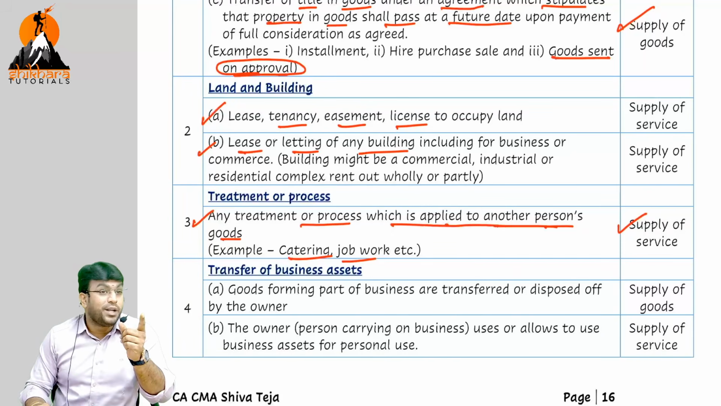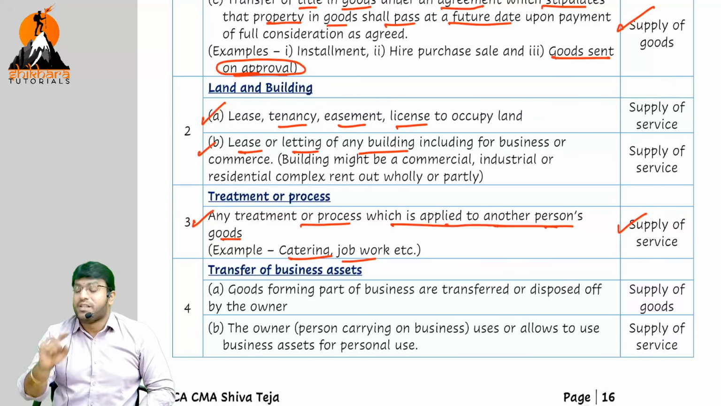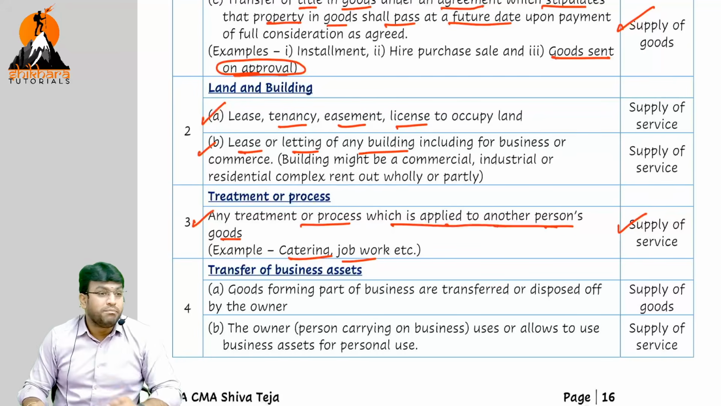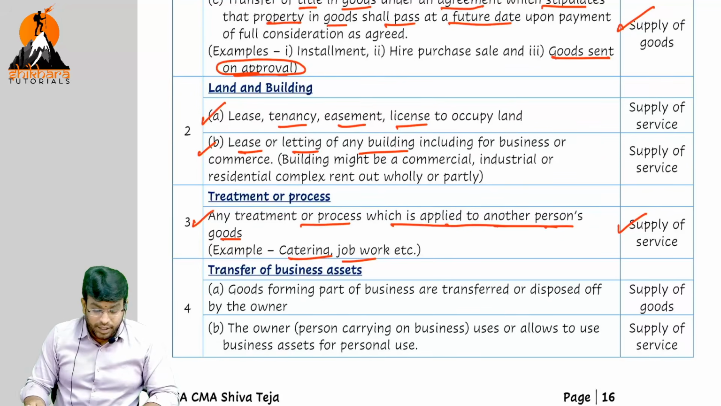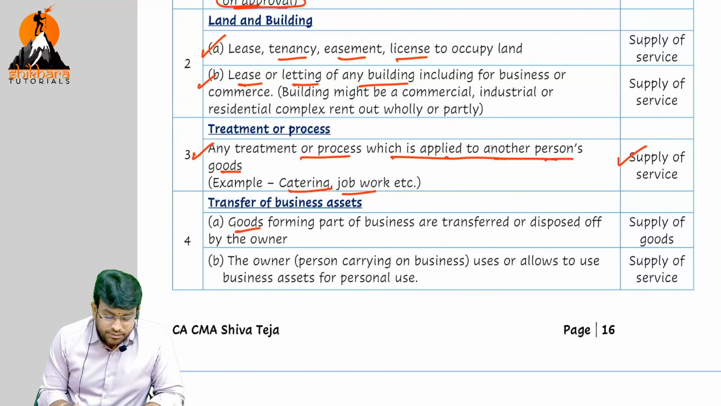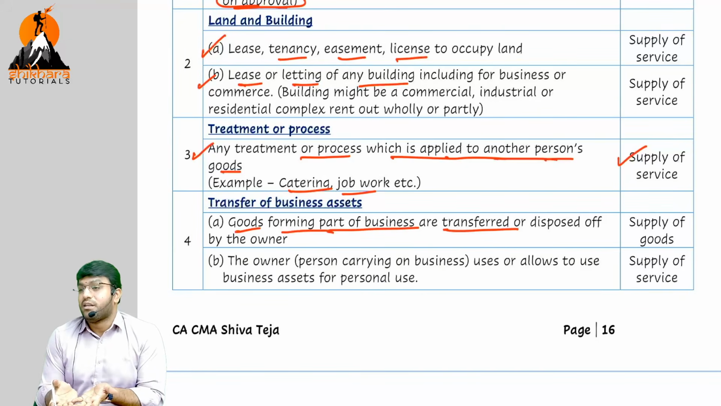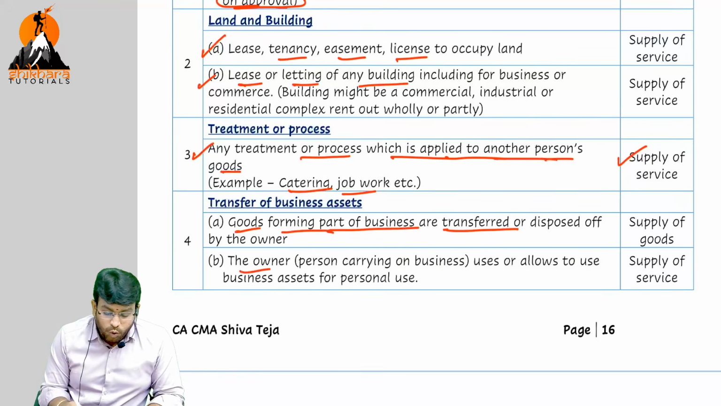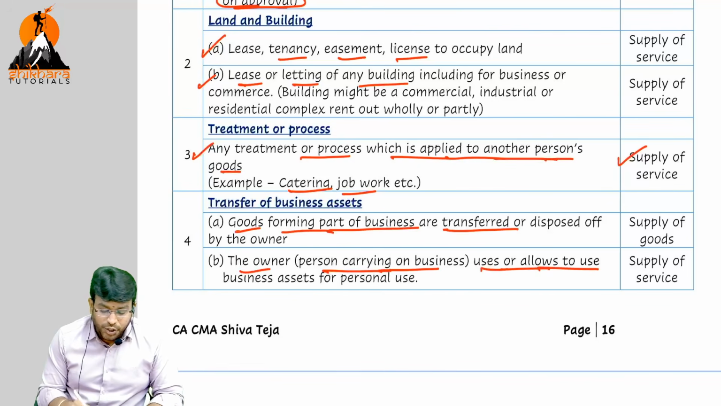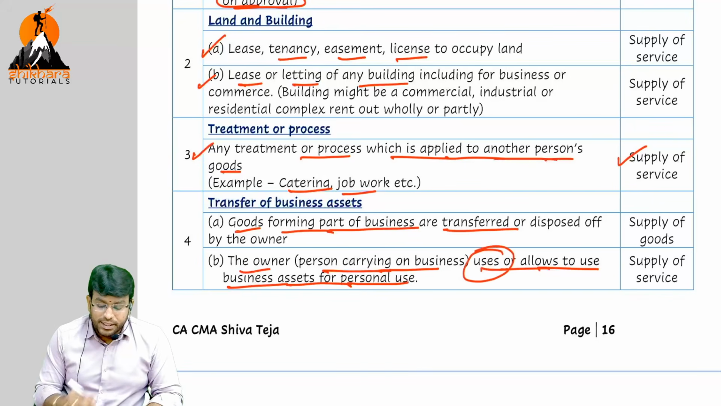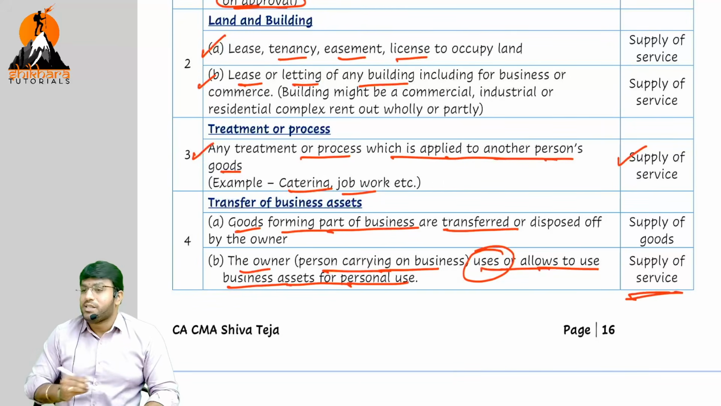This job work is very important. It will come again in the input tax credit chapter, and we have one separate chapter for job work in your material. Very soon it will come. Next, goods forming part of business are transferred. Here only the answer is there. The owner carrying on business uses or allows to use business asset, for what use, sir? By seeing that word use only, you have to understand it is service.